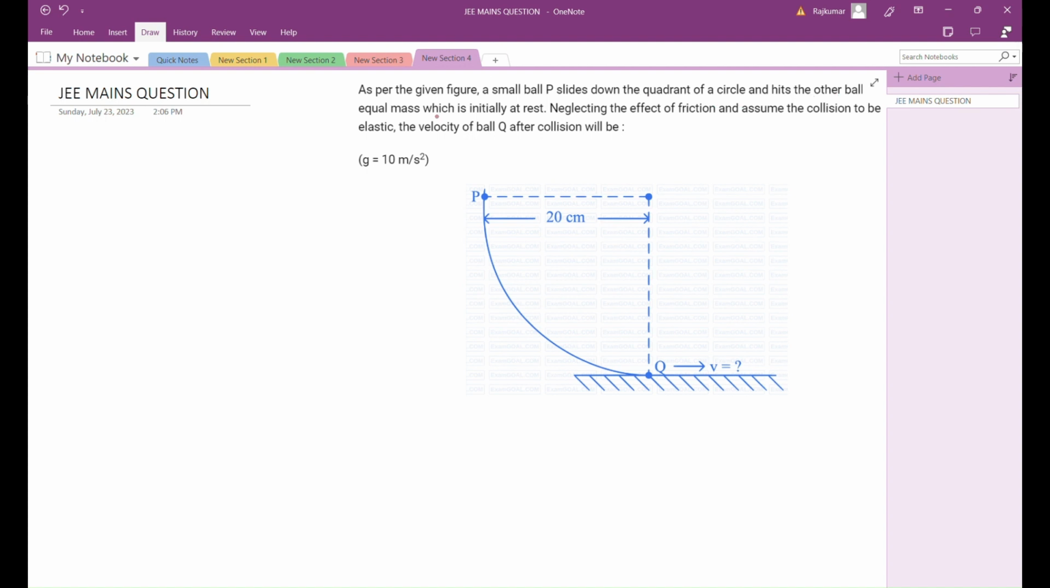Given as equal mass, which is initially at rest. Neglecting the effect of friction, assume the collision to be elastic. The velocity of ball Q after collision will be.